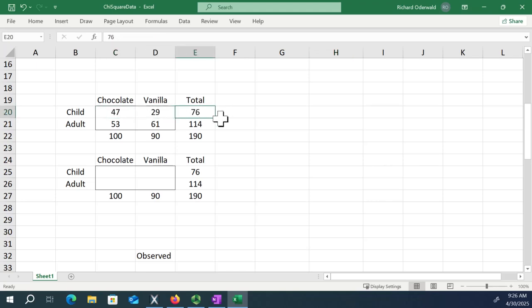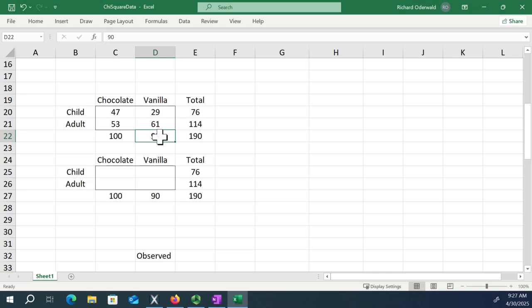So here I've got 76 children. And of those 76 children, 47 prefer chocolate and 29 prefer vanilla. I have 114 adults. 53 prefer chocolate, 61 prefer vanilla. And if I add these up, 47 plus 53, there's 100 in the chocolate column and 90 in the vanilla column, and 190 people altogether.